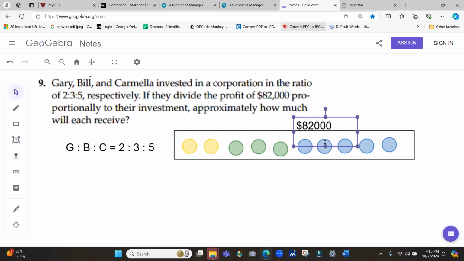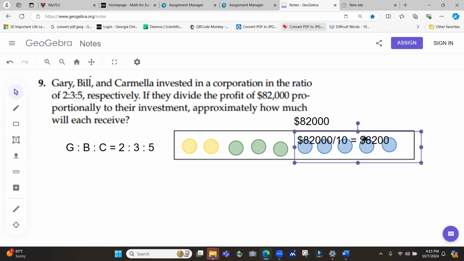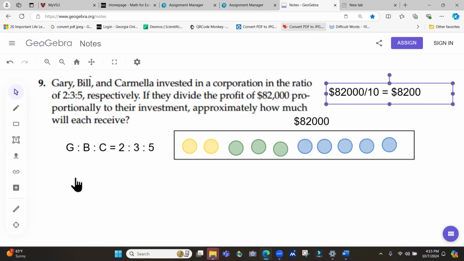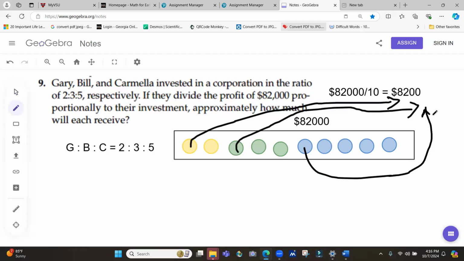Okay. Remember, we said all the parts are the same size. So each circle should be worth 82,000 divided by 10. And that is simply 8,200 dollars. Each circle is worth this much. I need the room. Each circle is worth this much. Gary's 2 circles, Bill's 3 circles, each of the 3, Carmela's each of the 5.